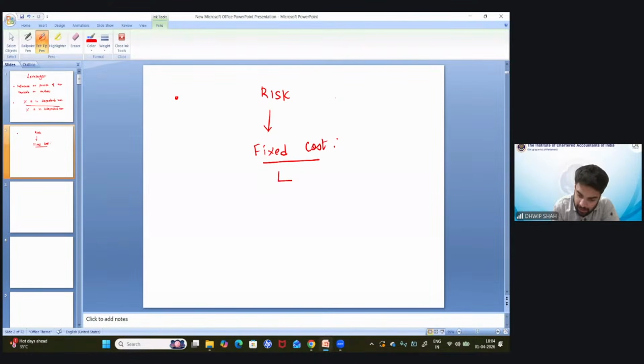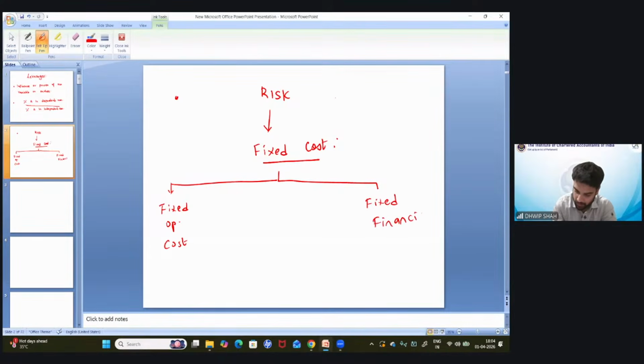Fixed cost, in this chapter, we learned there are two types of fixed cost: fixed operating cost and fixed financial cost. Correct? Fixed financial cost में cost incurred to raise the finance. So हम finance, हम capital कौन से sources से raise कर सकते हैं? Can I say debt से कर सकते हैं, equity से कर सकते हैं, preference से कर सकते हैं.